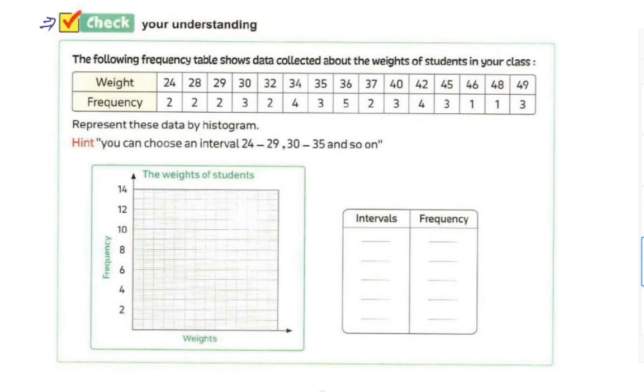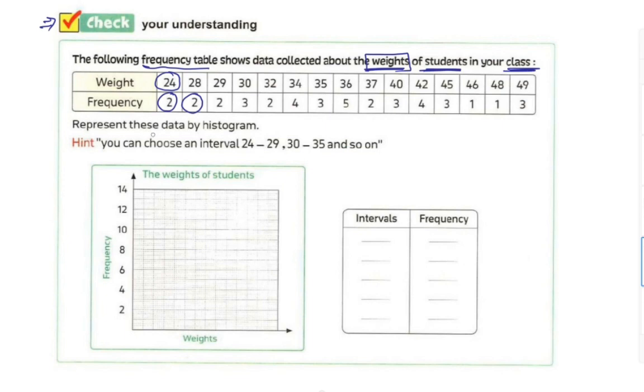Now, check your understanding. We have the following frequency table. The frequency table shows data collected about the weights of students in your class. We have some students, and each one's weight. Weight 24 kilogram: how many students? 2 students, both of them weigh 24. 2 students weigh 28, 2 students 29, and 3 students 30 kilogram, and so on.